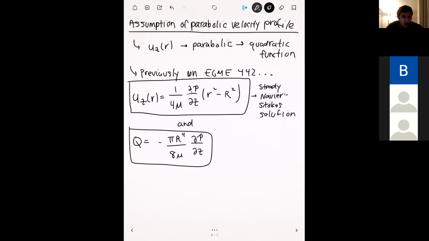All that we solved previously. This is really convenient because, for one, we have an expression for uz of r that we can plug into the previous set of equations. But another thing is we have Q here, and Q is someone that's invited to the party. So before we plug in for uz of r, let's take this expression for Q and see if we can incorporate it into this equation right here.